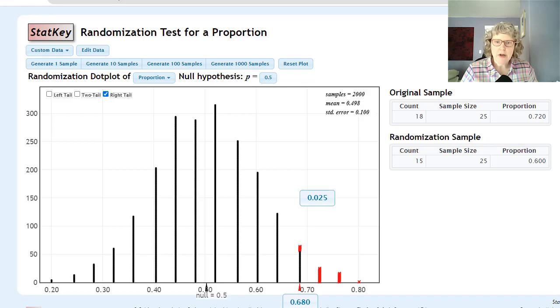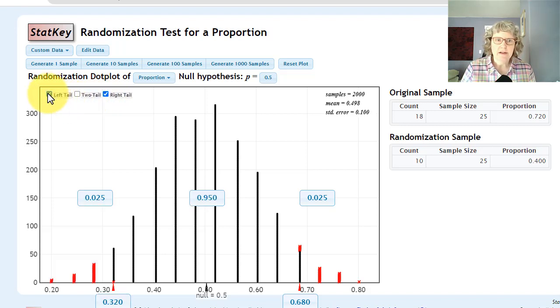When I click on right tail, it automatically goes to this 0.025. So it's still thinking of that middle 95%. Remember how we saw that middle 95% leaves 5%, divided between the two tails, 2.5% on each side. That's kind of its general default. If you click on two tail, it does that on both sides. Right tail, it does that on one side, the right side.